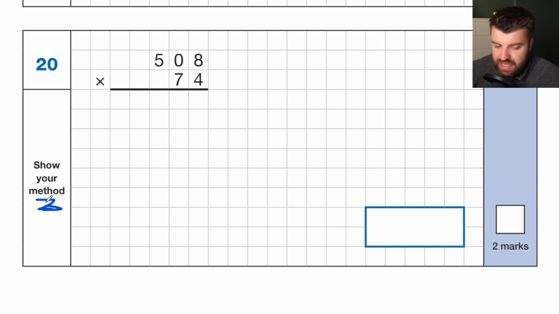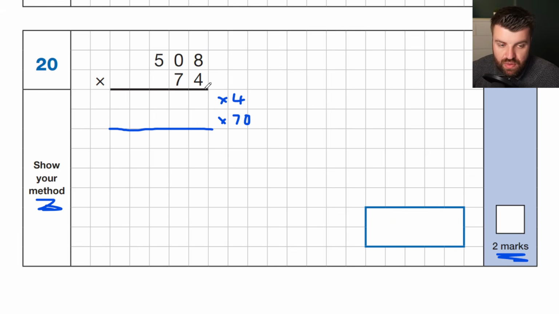Show your method. This means that if we look over here as well at 2 marks, you're going to get a mark here if you show the correct method but make one mistake. So it's important to show your method for these questions. This is long multiplication. When we multiply something by 74, we're actually multiplying it by 4 and then multiplying it by 70, and then we're going to add up the 2 answers that we get.